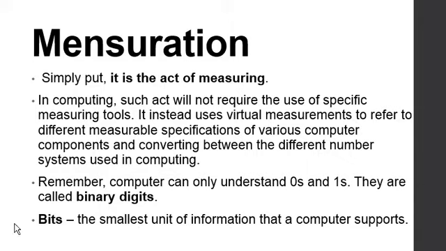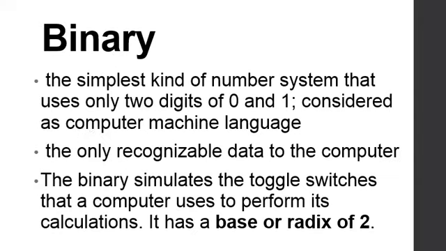Let's now talk about binary and decimal. First, what is a binary digit? It is the simplest kind of number system that uses only two digits, 0 and 1. Let me correct myself. We are now talking about the binary number system. Again, it is the simplest kind of number system that uses only two digits, 0 and 1.